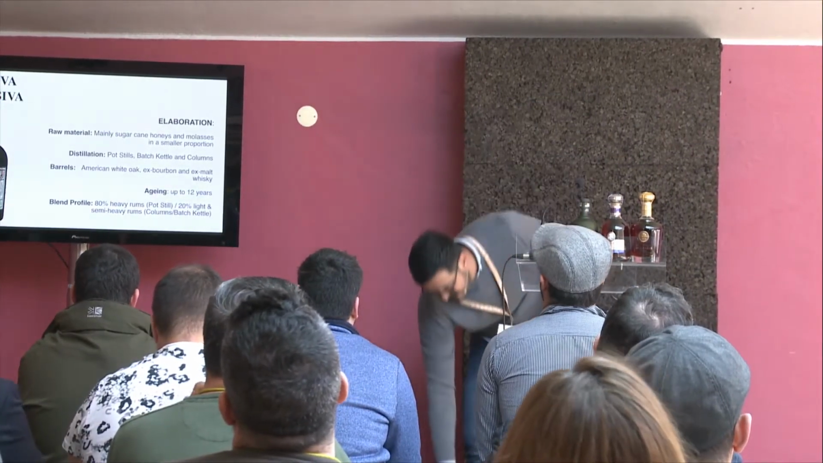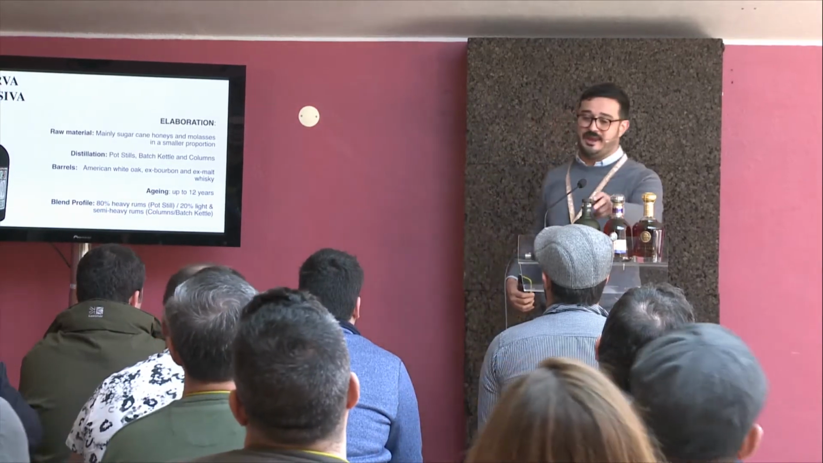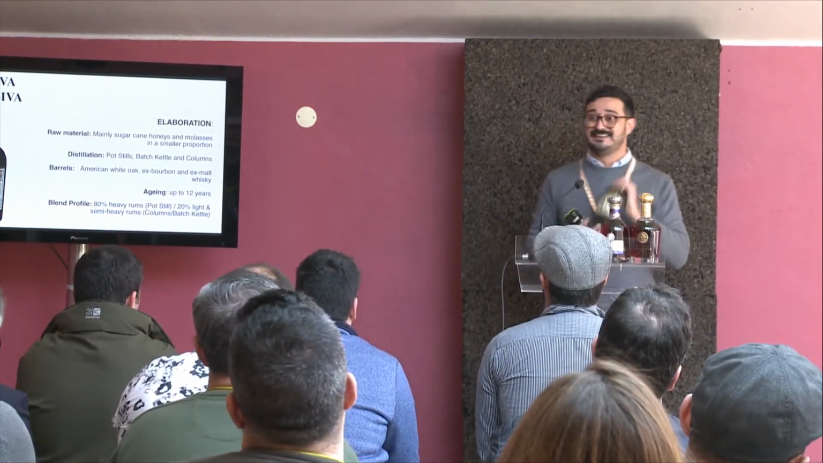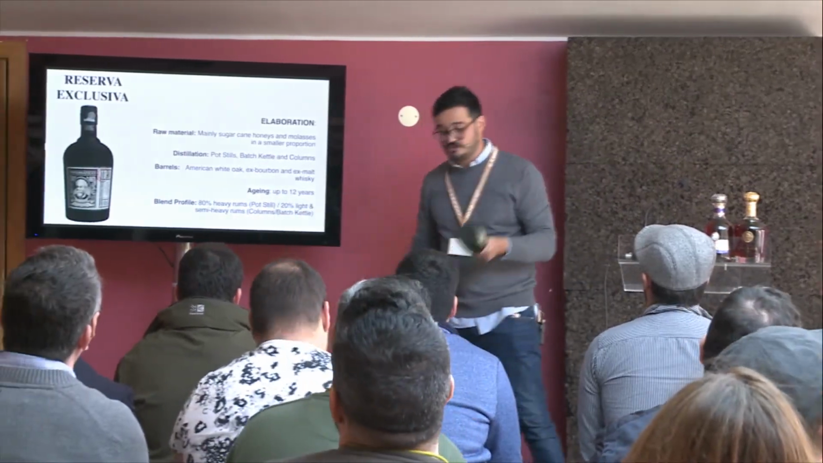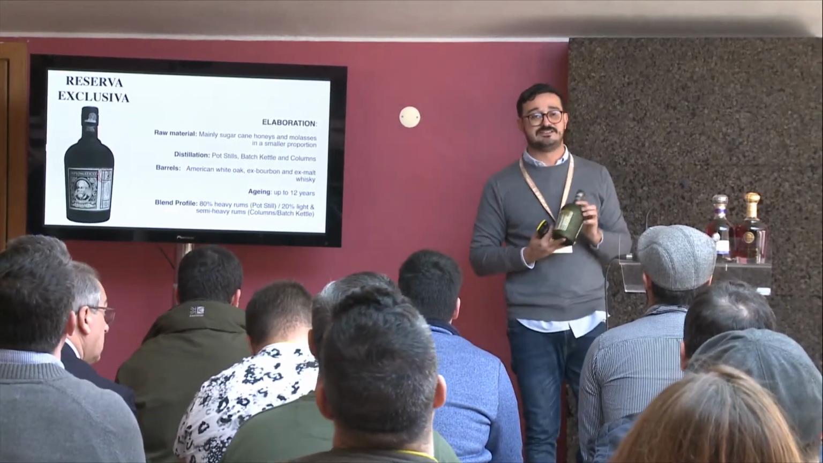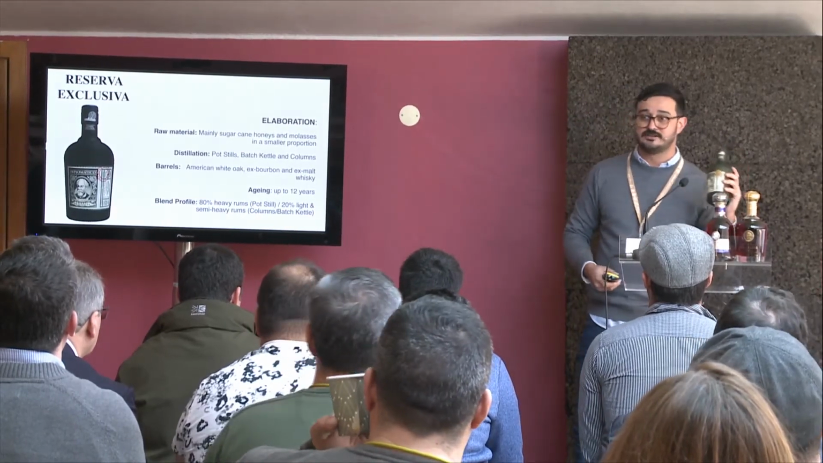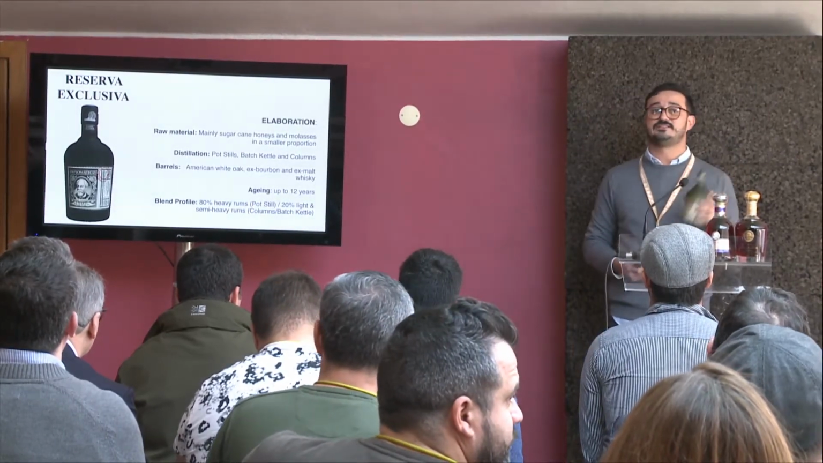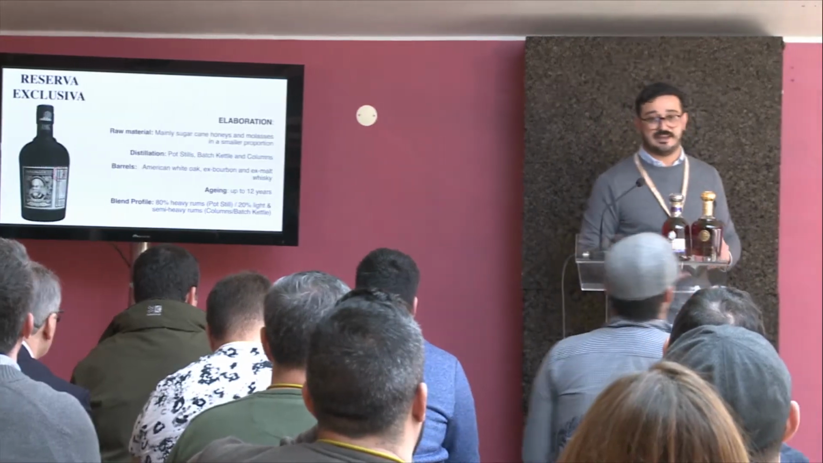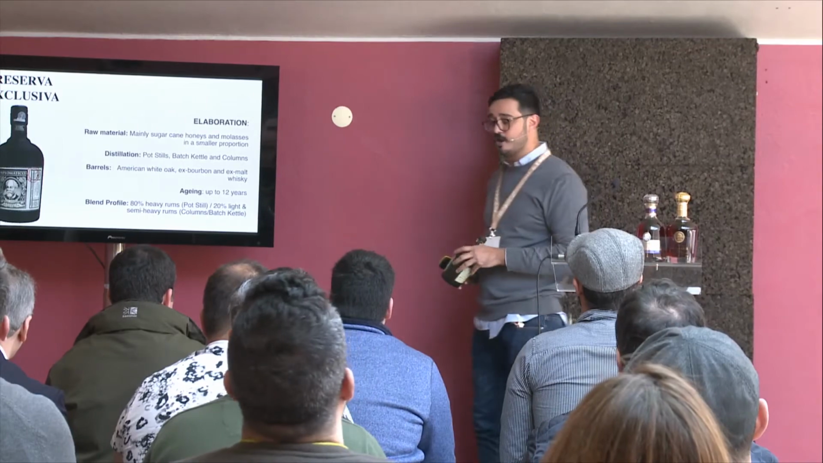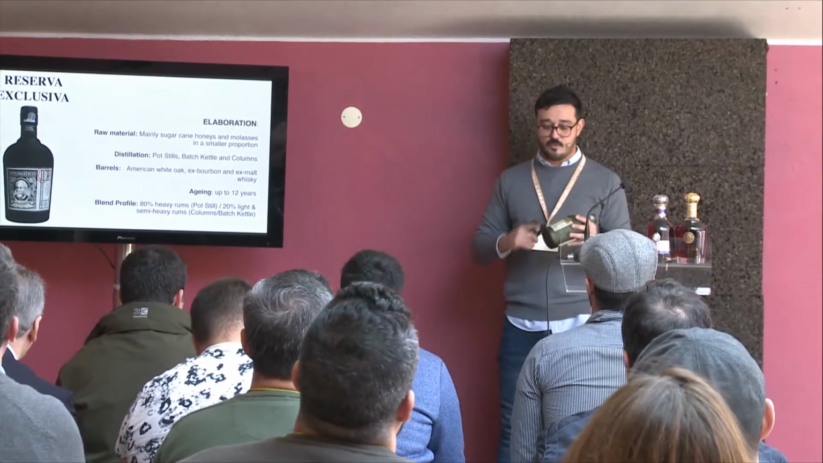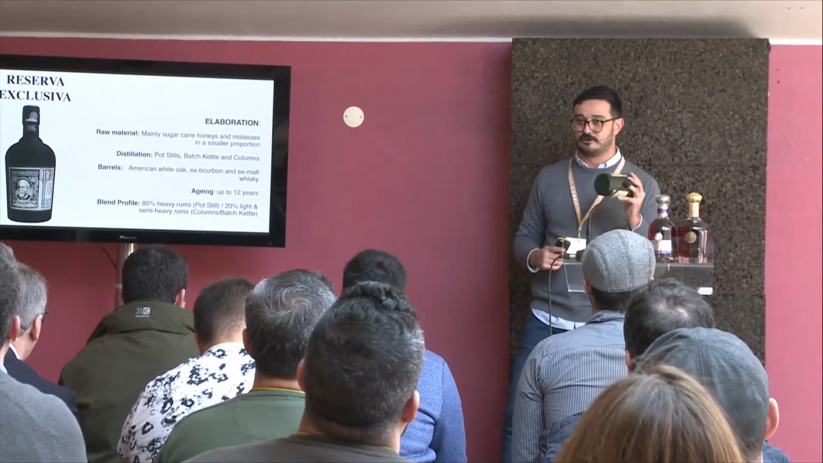Now we have our flagship brand that is aged up to 12 years. This is usually made with the pot still, from sugarcane honeys. 80% of this is produced from sugarcane honeys. This pot still is aged 12 years, and the rest of the batch kettle is 8 years, and the barbet column is 4 years. So that's why we don't put any age statement for this.